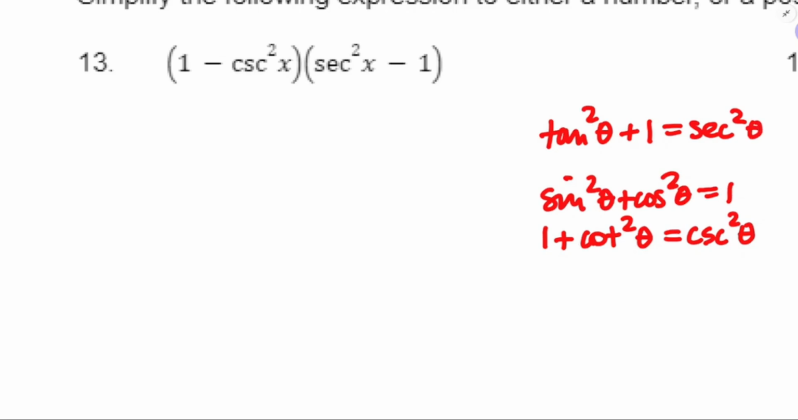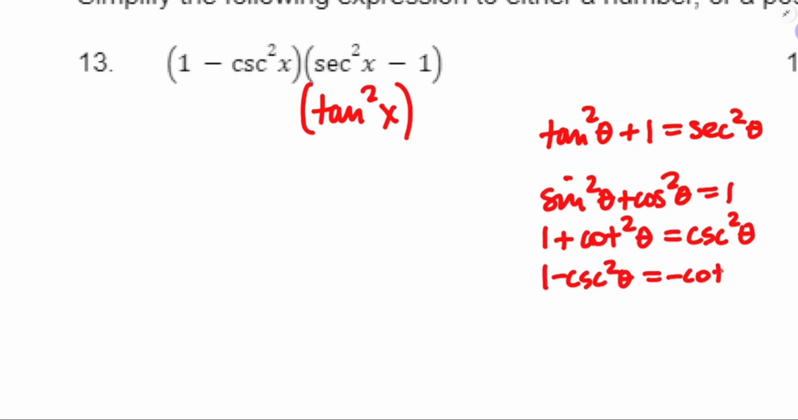Okay, so if I want secant squared x minus 1, that's going to be tangent squared x. And then 1 minus cosecant squared x, that's going to be negative cotangent squared. So, yeah, 1 minus cosecant squared theta equals negative cotangent squared theta. Yep. Okay, if we were to multiply this out in terms of sine and cosine, or thinking about cotangent as 1 over tangent, either way, this is going to multiply to equal negative 1.